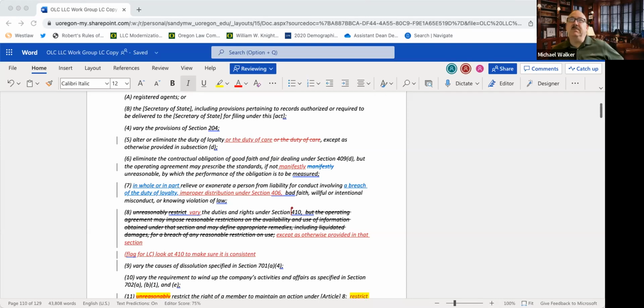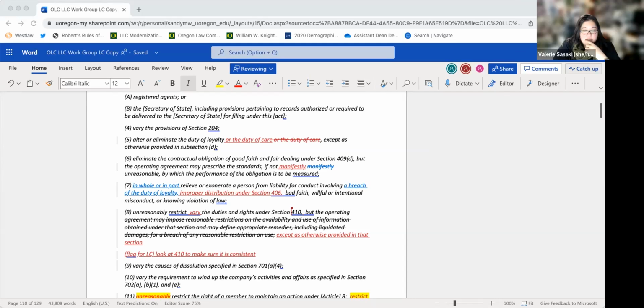Well, a good point, Wilson, but I think if you look at C8 in its original form, you have both of those concepts of availability and use. One is, can you get it? And two is, if you have it, are there restrictions on your use of it? So two very different concepts. And that combined with the fact that we've removed unreasonably restrict, and we basically say we can't vary the duties and rights under 410, I think, correct me if I'm wrong, in terms of the availability concept, we've really taken away the party's freedom of contract to deal with the availability issue. Well, I think the availability issue is also addressed in 410 with the language that Roberta was talking about with the just and reasonable.